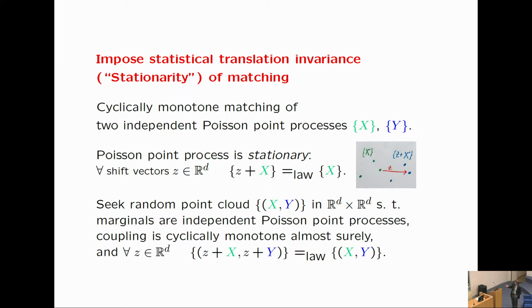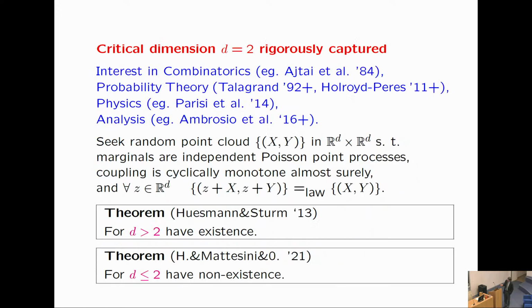And now you impose exactly the same thing on the matching. The matching is nothing else than a point cloud in the product space where you just consider those green and blue points that are being matched, and you want this point cloud to be also stationary, so you want the matching to be statistically translation invariant. That's a very natural requirement on the matching.